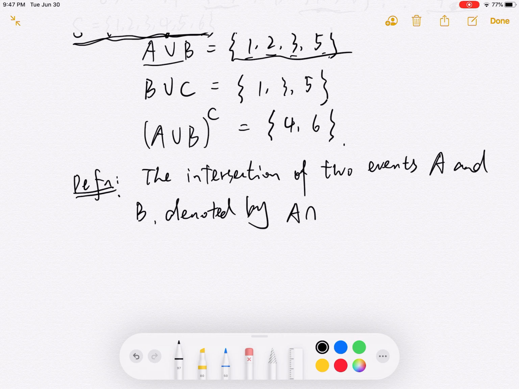So based on the definition here, the union of two events A and B, denoted by A union B and read A or B, is the event consisting of all the outcomes that are either in A or in B or in both events. That is, all outcomes in at least one of the events. Now let's take a look at an example here and see how to find the union of two events.